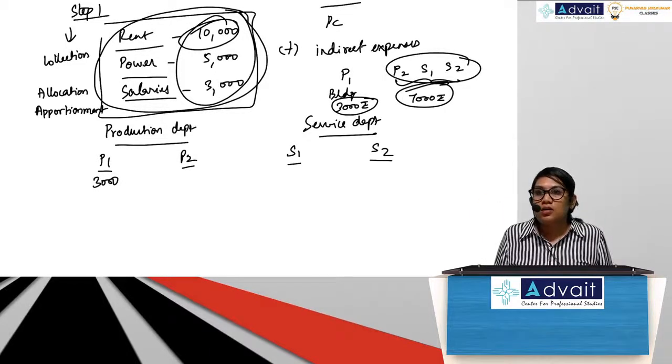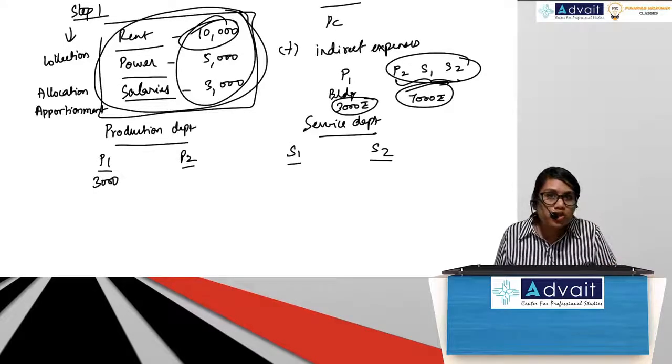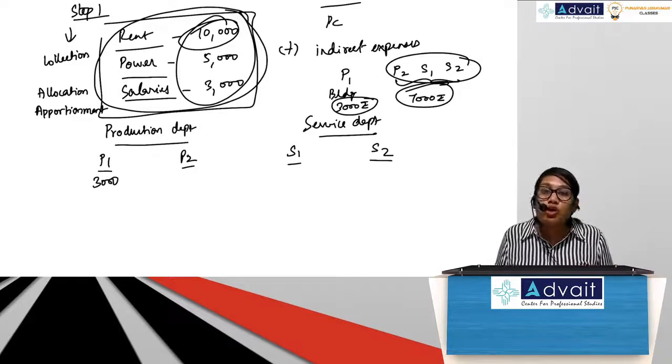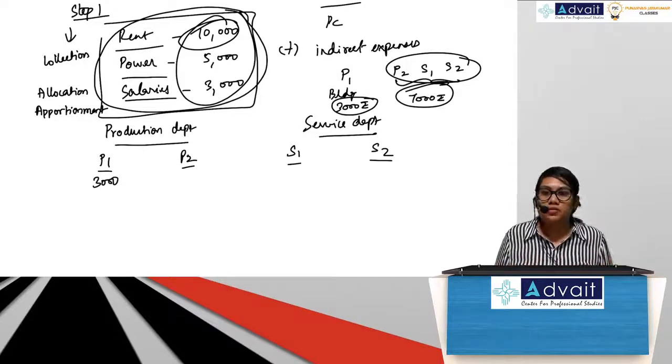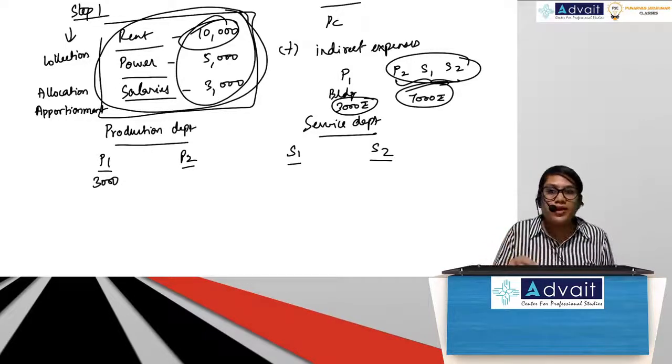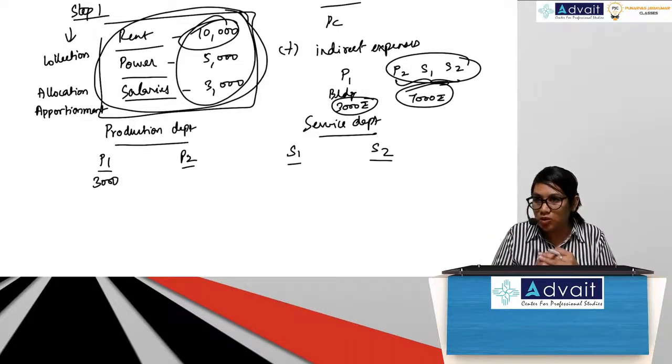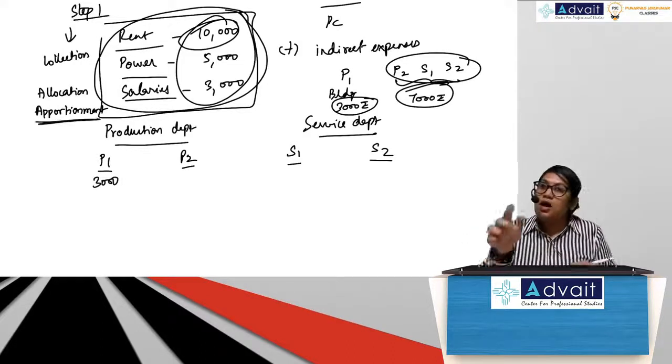Okay. But P2, S1 and S2, they are in the same building and the rent of that building is 7,000. Now can you tell 7,000 only belongs to P2 or S1 or S2? No. So what will you do? You will divide this 7,000 between P2, S1 and S2 on some basis. And that basis is usually the floor space or the area occupied by each of these departments. Okay. So that is called as apportionment.